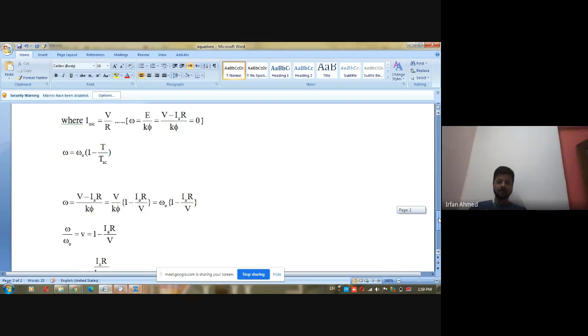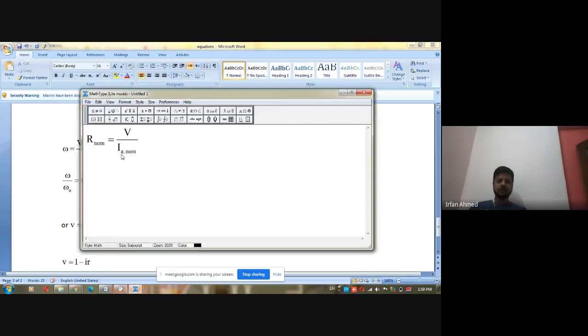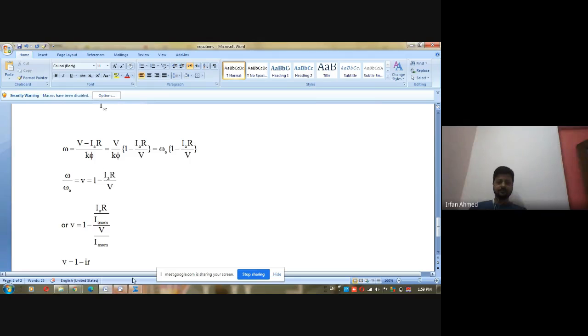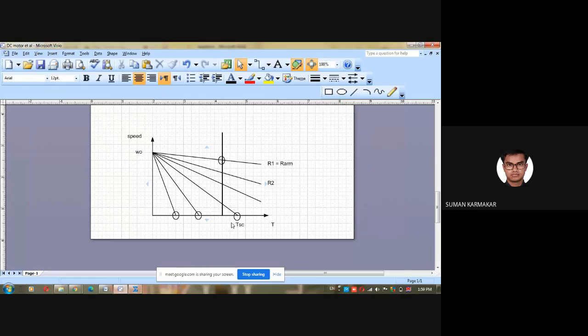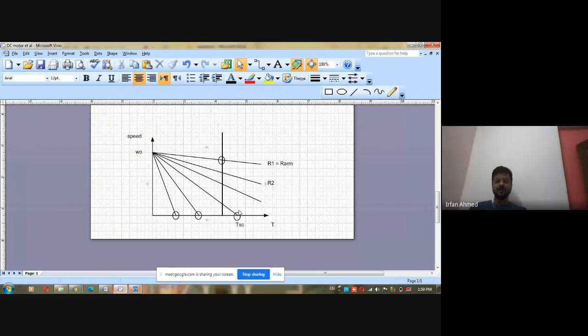R is equal to V upon Ia nominal. And where will you get this? You get it at this point, omega equal to 0. From this you can find the nominal resistance of the motor. Under this condition, you have applied the voltage, and if rated current is flowing through the motor, then the value of the resistance at this point is the nominal resistance. This point does not depend on the load. Does it depend on the load?